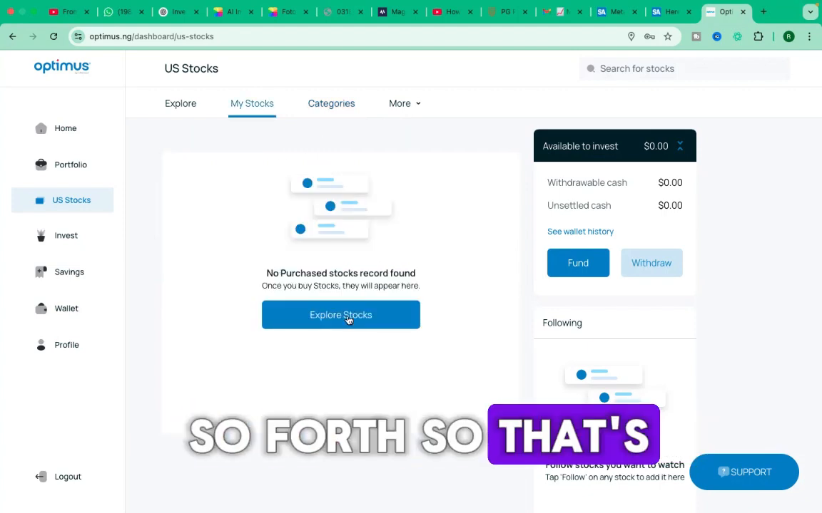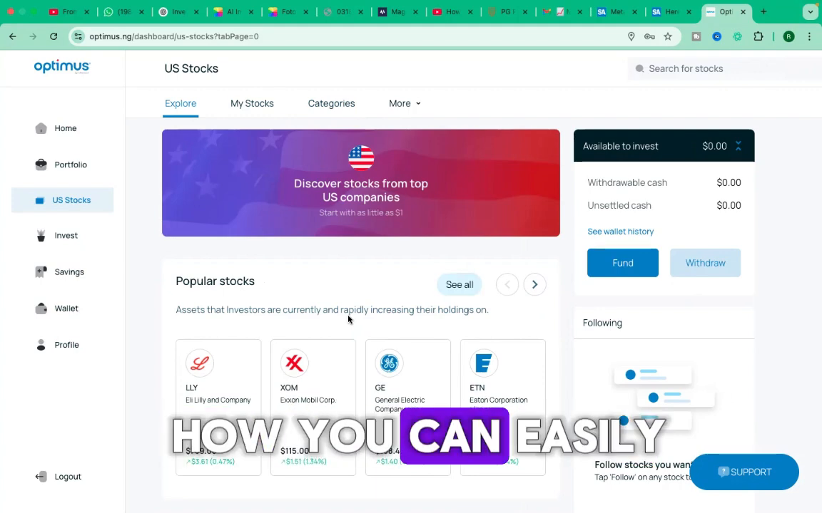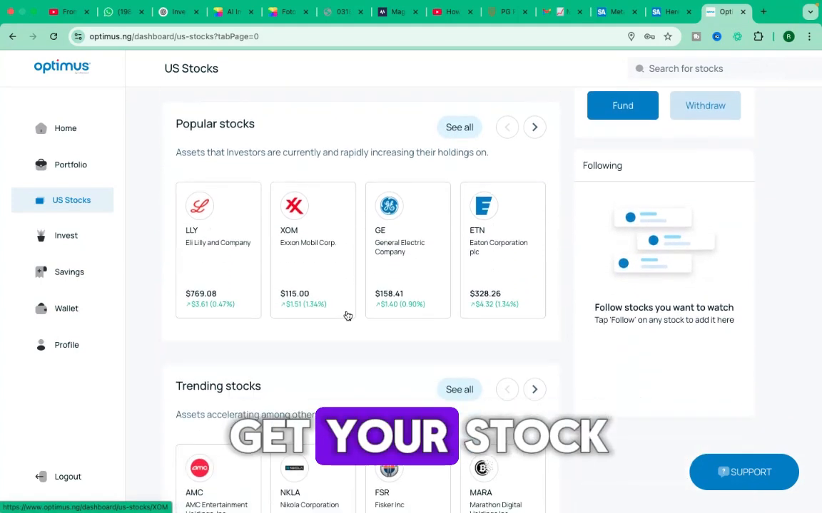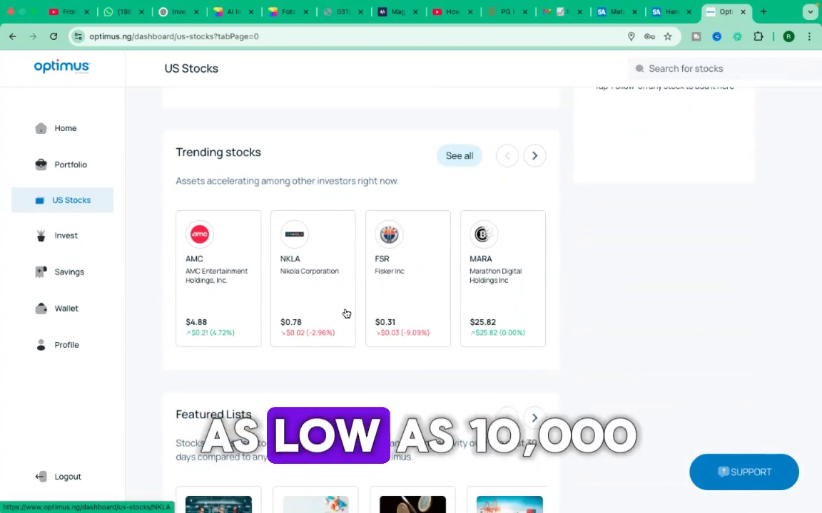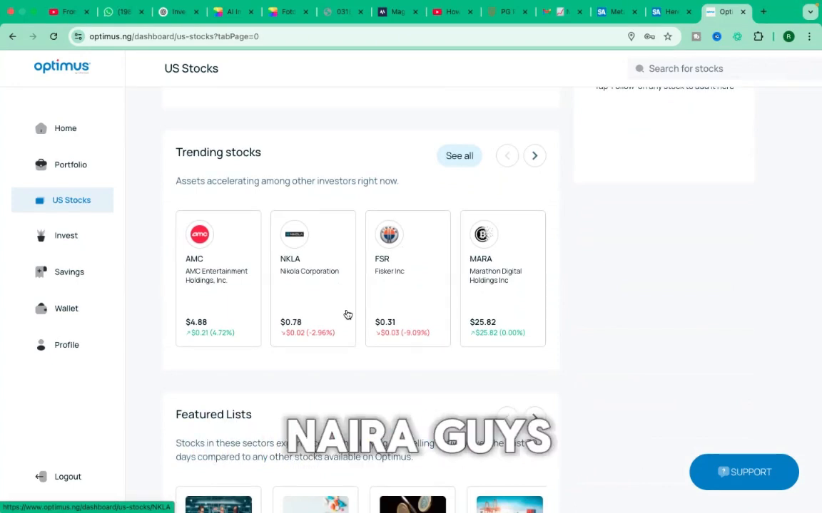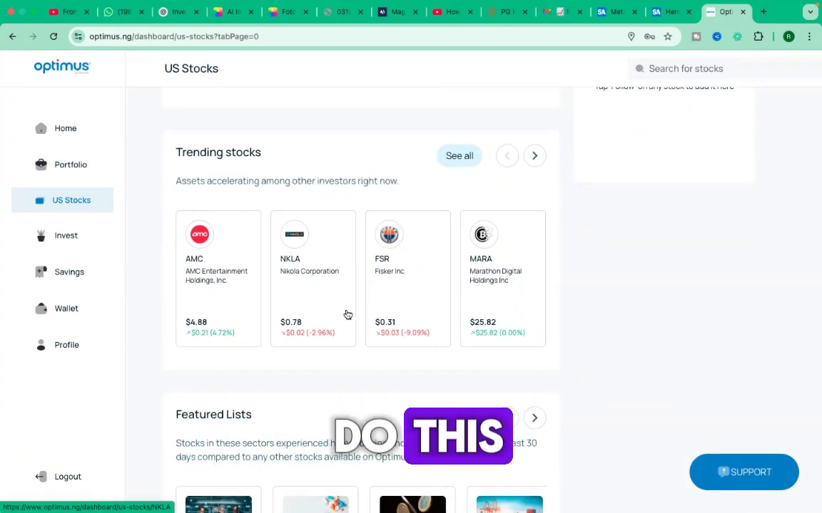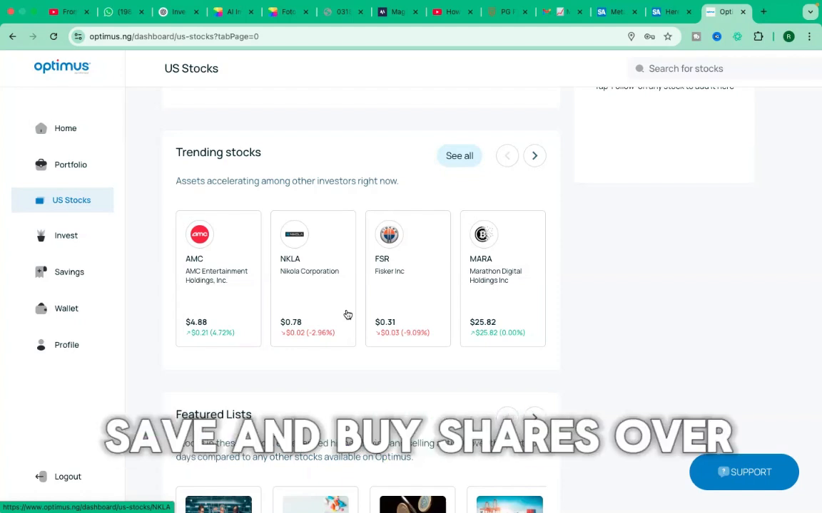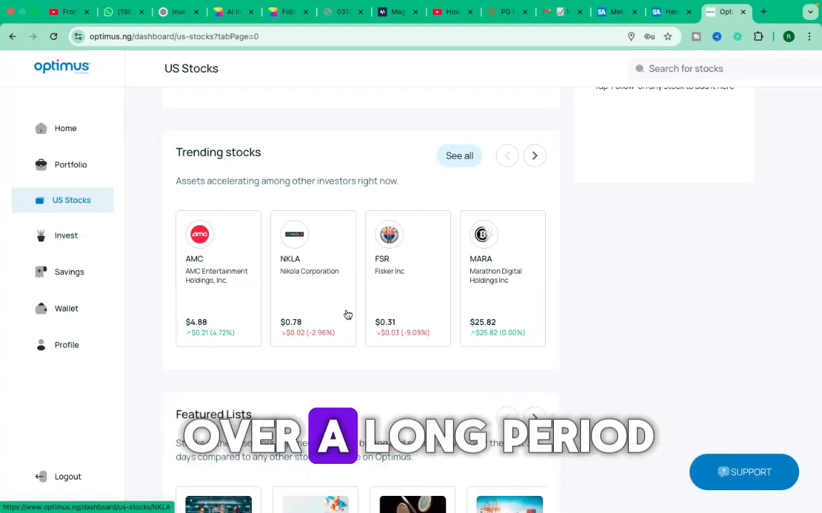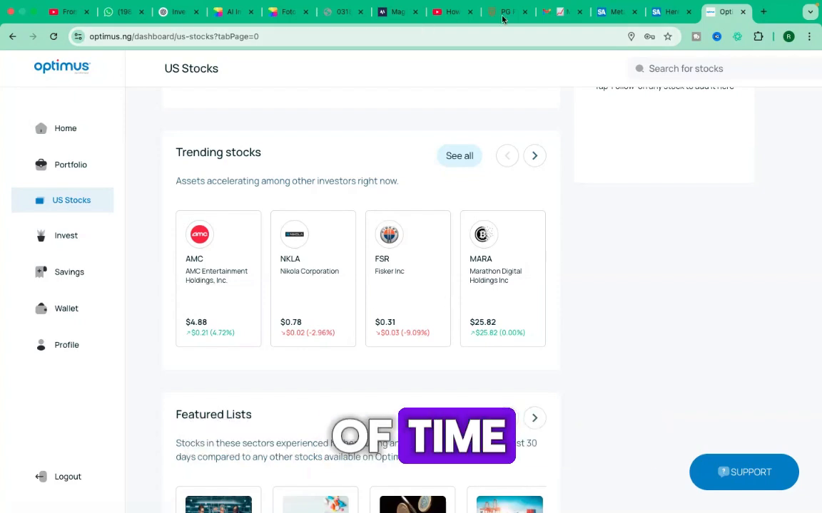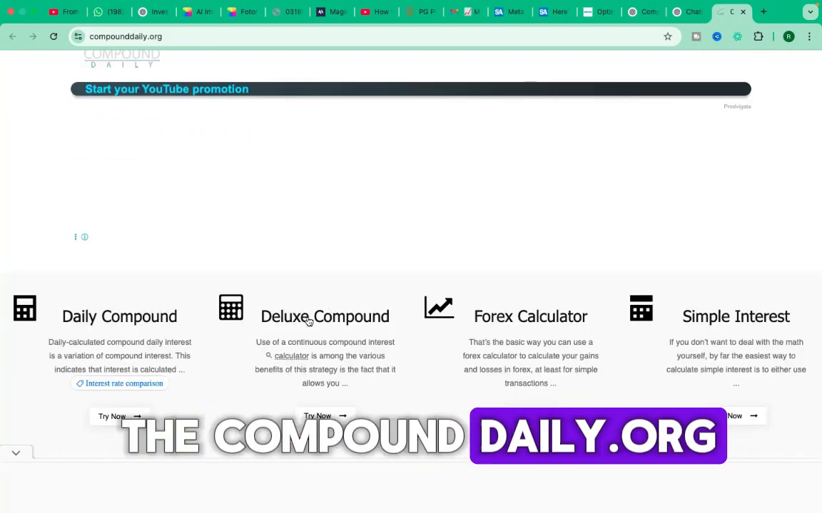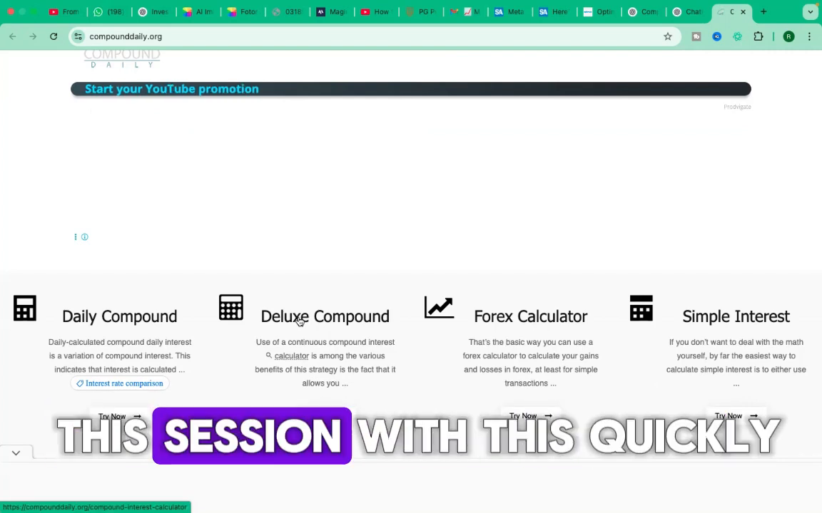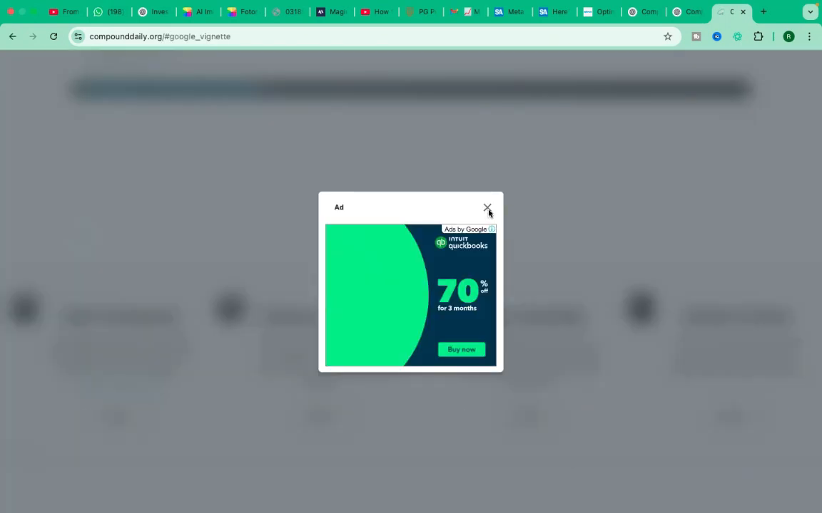So that is pretty much how you can easily get your stock. And as I said, it can be as low as 10,000 naira. Guys, if you begin to save and buy shares and you set it over a long period of time. I did something in the other episode where I talked about compounddaily.org. Let me wrap up this session with this quickly.